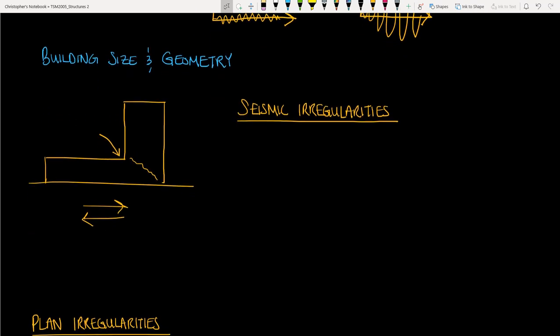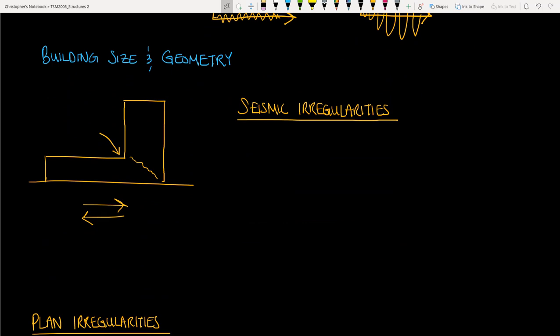Next up, building size and geometry. Let's first consider a wall with an elevation like this. When the ground shakes, the bottom half of this wall will not likely move very much at all. It has a large amount of inertia and it's located close to the ground. This skinny, tall portion, however, will have much more movement. Thus we will have a condition of concentrated stress at this corner, where these two pieces meet. This and several other building shapes and layouts are collectively known as seismic irregularities.